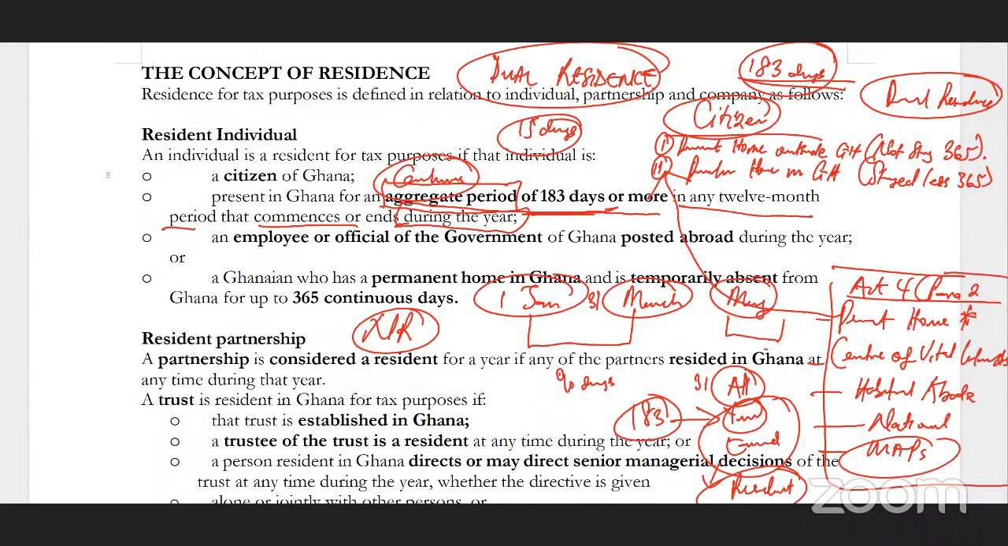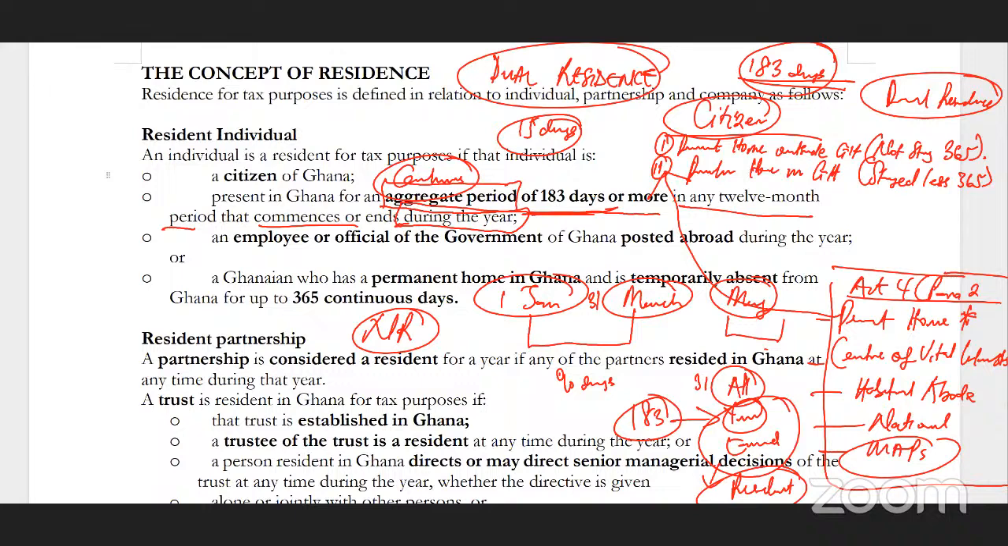Because we learned a rule that so long as you're a resident, all your income, both local and foreign, shall be subject to tax. Is that not what we learned? Yes. So with that being the case, any income that Kenichi earned during the year, irrespective of whether the source has ceased, will be subject to tax in Ghana. That is the rule we learned.